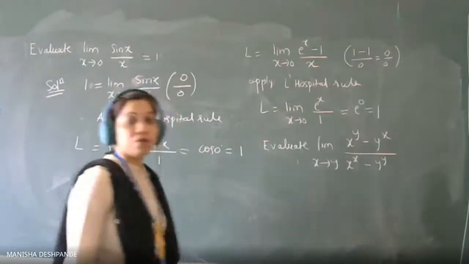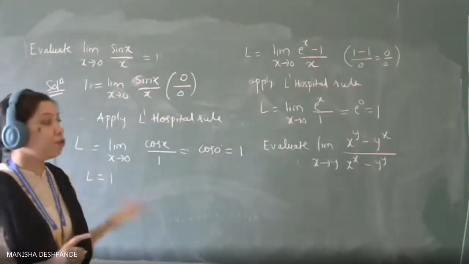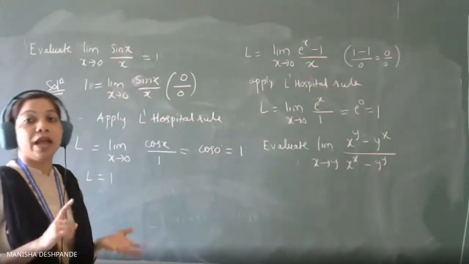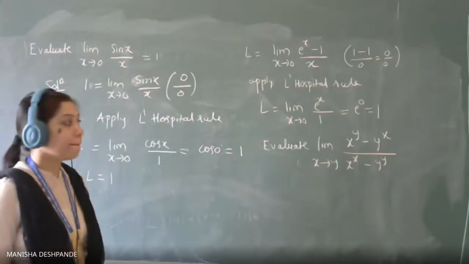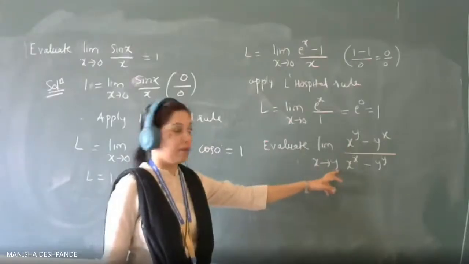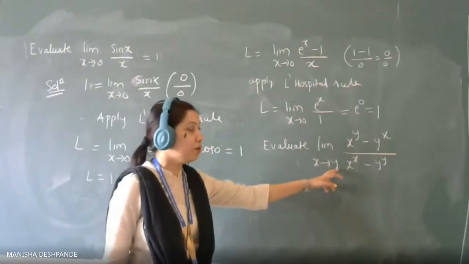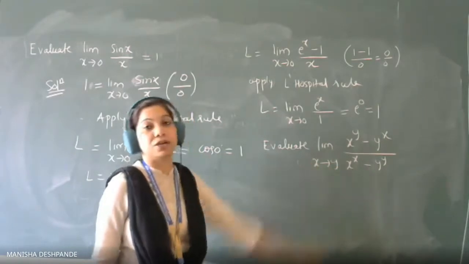Now here, first of all, you'll have to identify is it indeterminate. For that, you have to put the limit. Who is the variable and who is the constant? That you have to understand. X is the variable and y is the constant, because x is approaching a value. That value is fixed, so y is the constant, and x is changing. That's why it is called a variable.